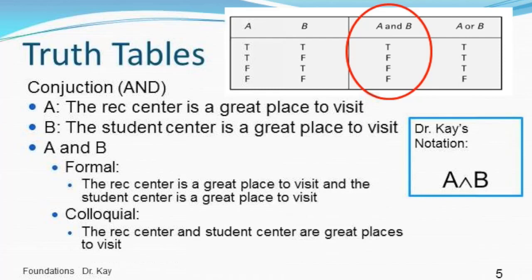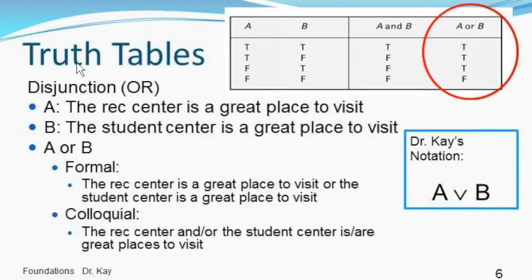Colloquially, if we're just saying it in English, we might say the rec center and student center are both great places to visit. And again, this is a fairly common notation using this sort of caret notation to represent and. Your book just uses the word and. And here's the truth table for A and B. You should be very familiar with this. If both A and B are true, then the truth table reports true. For anything else, if either A or B is false, then A and B is false.